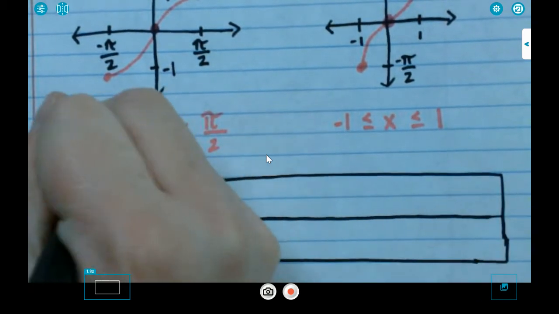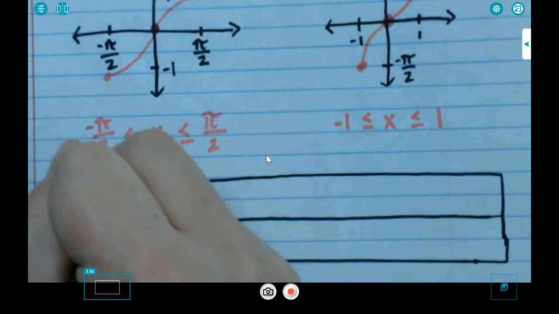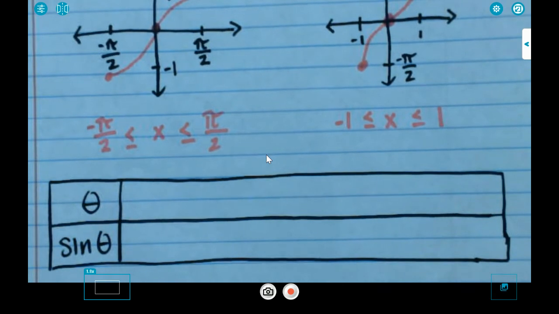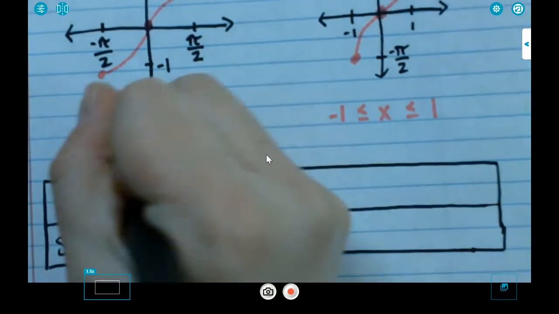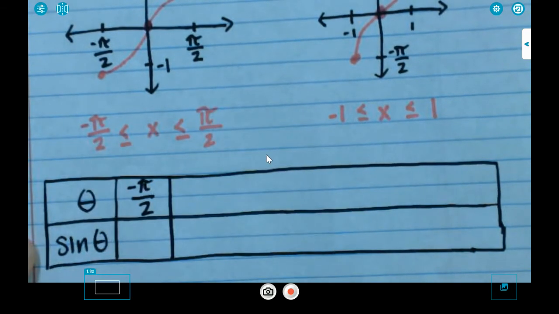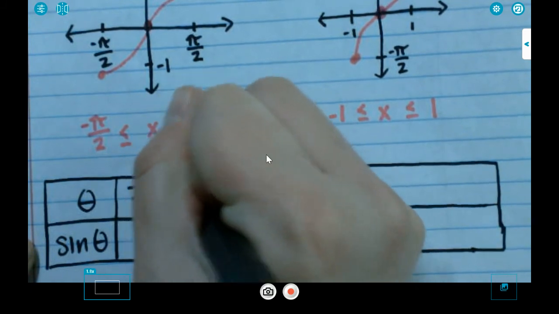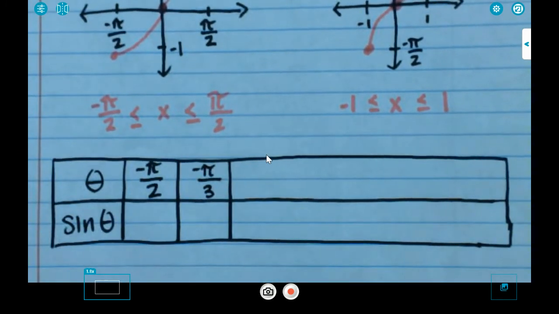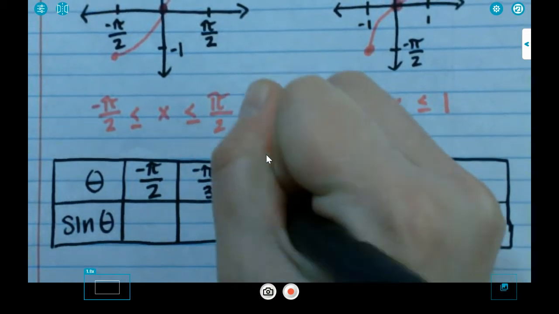So we are going to say that this is theta, and then this is what sine of theta is. We're going to go from negative pi over 2 to pi over 2, and we're going to do it for the same values that we did for 0, 30, 60, 90, and then essentially 0, negative 30, negative 45, negative 60, negative 90. We're going to do it in radians, though. So negative pi over 2 would be equivalent to negative 90 degrees. Negative pi over 3 is equivalent to negative 60 degrees. Negative pi over 4 is equivalent to negative 45 degrees.